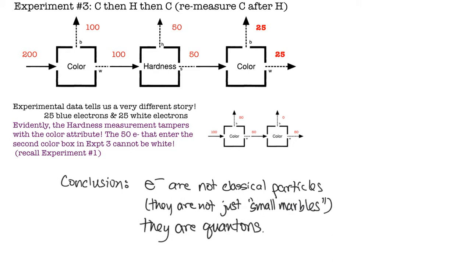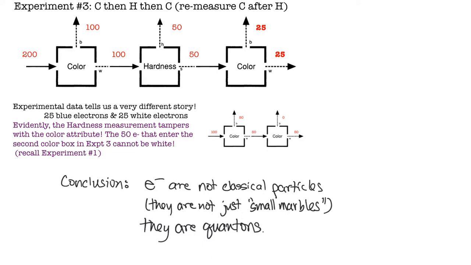So my takeaway from this is that electrons are not classical particles. In other words, we cannot think of them as just small marbles that behave with defined properties, such as color, hardness, position, and so on. Electrons are quantons, and they behave according to the rules and realities of quantum mechanics. And although those rules and realities are different than our daily experience, that is the way nature behaves. And that is what we know experimentally to be true. And so we have to live with and work with that paradigm.